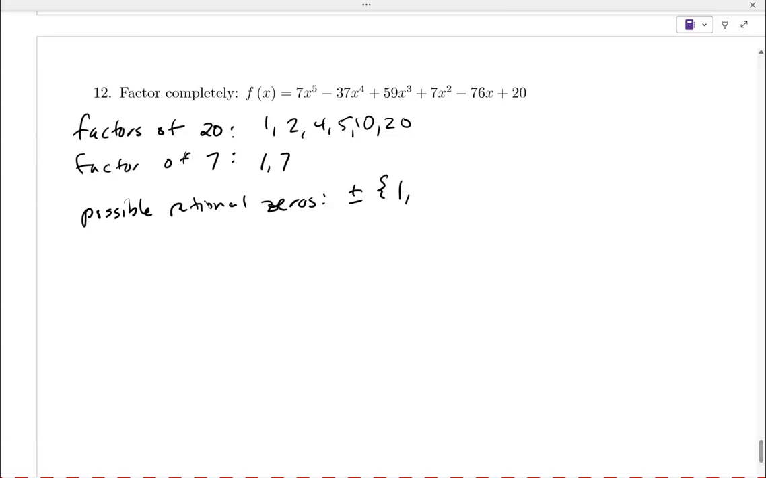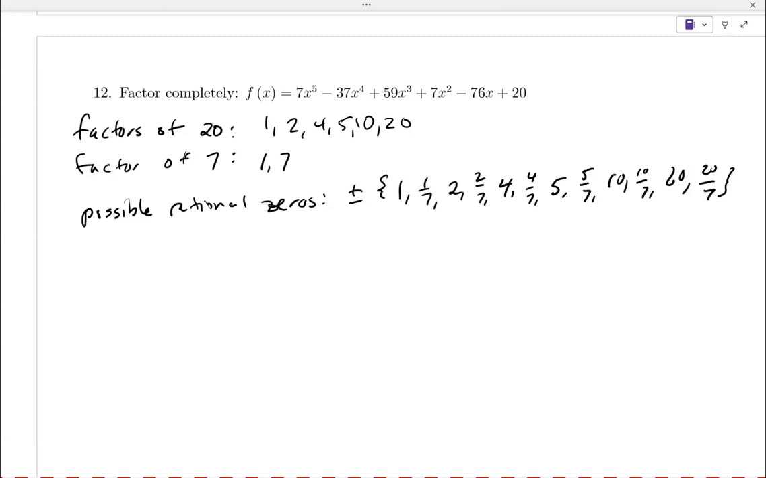And 7 is just 1 and 7. We only have a few minutes, so I'll go ahead and write them down. You get 1 and 1/7, 2 and 2/7, 4 and 4/7, 5 and 5/7, 10 and 10/7, 20 and 20/7. Notice this gives us a list of 24 possibilities. That's a lot, right? We don't want to check all 24.